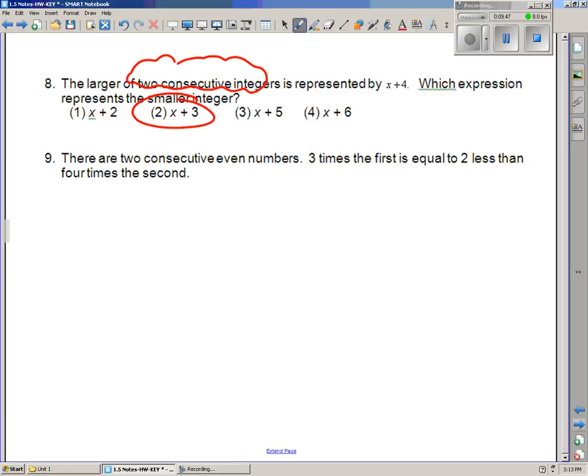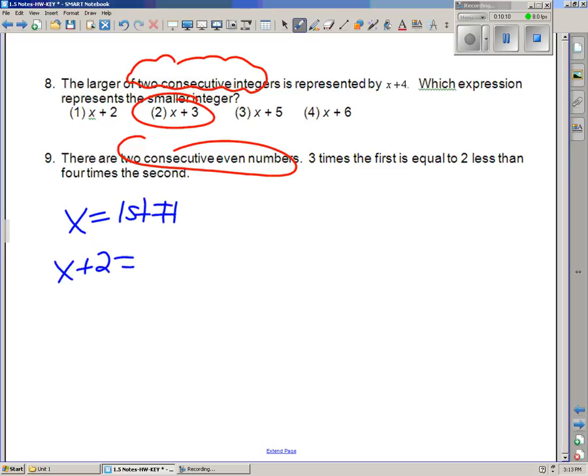Last question, we're just going to set it up. We're not going to solve anything. There are two consecutive even numbers. 3 times the first is equal to 2 less than 4 times the second. Break it down. Consecutive evens. Let me actually go to a different color. x has to be your first number. x plus 2 has to be your second number.